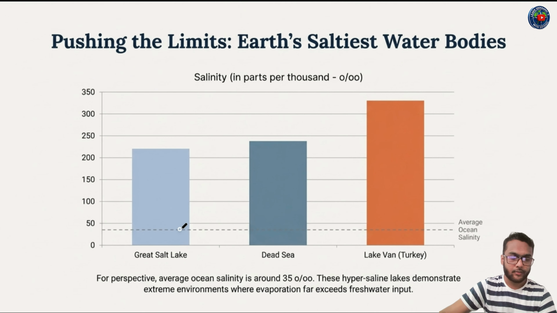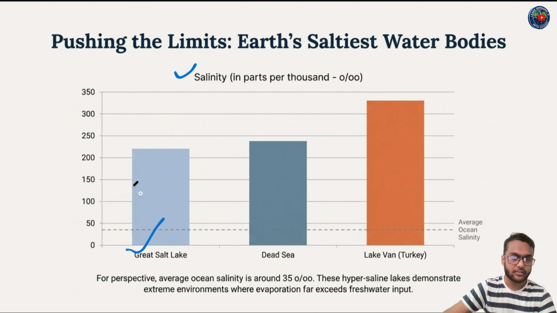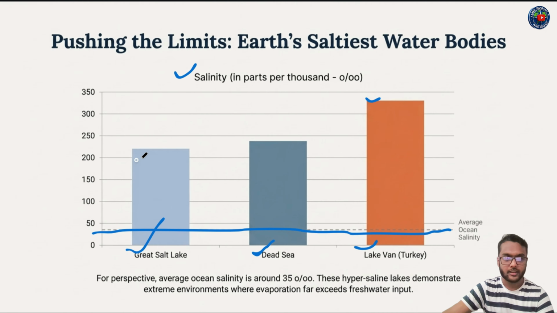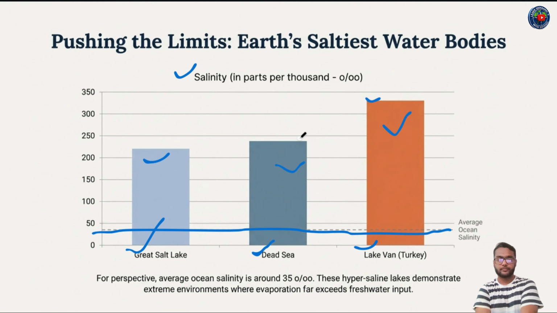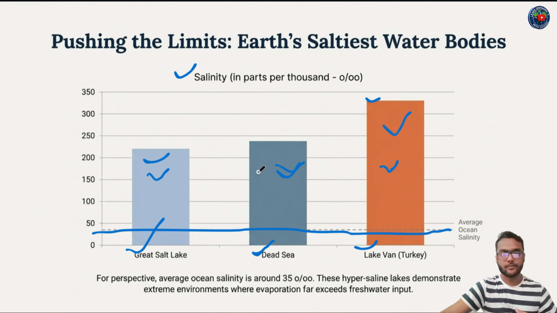From this perspective, average ocean salinity is around 35 ppt. These hypersaline lakes demonstrate extreme environments where evaporation far exceeds freshwater input. Salinity is in parts per thousand. Great Salt Lake more than 200, Dead Sea more than 200 as well, Lake Van, Turkey, more than 300. This is the line of average ocean salinity, and these are extreme salinity. Great Salt Lake, Dead Sea and Lake Van contain extreme salinity around the world.